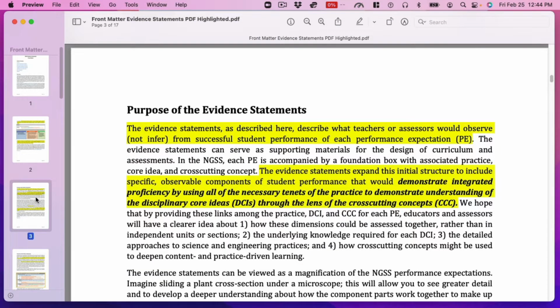So the purpose of these evidence statements really is to provide a teacher or assessor a true way to look at what a student should be able to do and demonstrate. And it's integrated by using all of those different components of a performance expectation. So we want to see all three dimensions. It should be completely intertwined. There should be evidence of the science and engineering practice, evidence of the disciplinary core idea, and evidence of those cross-cutting concepts.